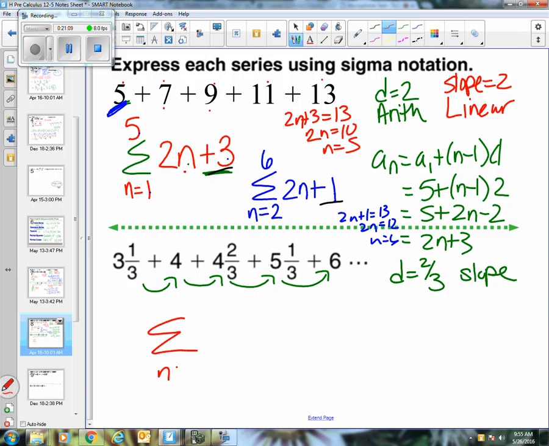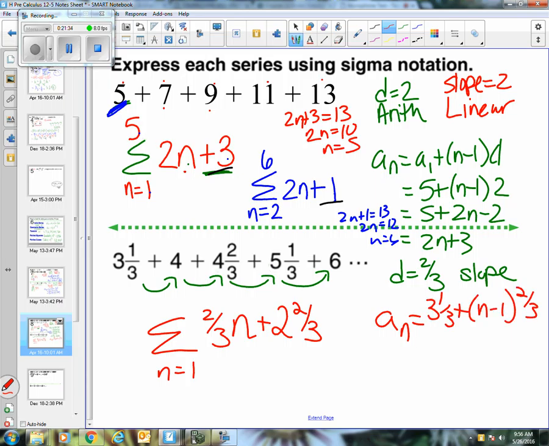So you can start at term 1. We can do 2/3 n, because remember your slope is going to be the same as that difference. And then just make your adjustment. What do I have to do to get from a 2/3 to a 3 1/3? Well, I'd have to add 2 2/3. 2 2/3 plus 2/3 would be 3 1/3. But no worries. Remember, we can always do our formula, a1 plus n minus 1 times the common difference. So I can always go back and find that value, that rule. So 2/3 n plus 2 2/3 when it's arithmetic.